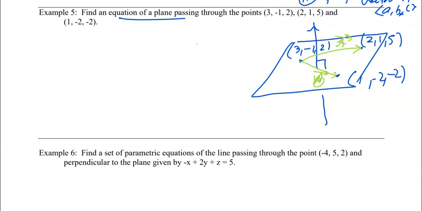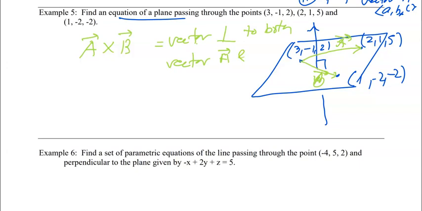Okay, so if I do A cross B, what are you gonna get? You're gonna get a vector perpendicular to both vector A and vector B. All right, do you remember from your cross product?